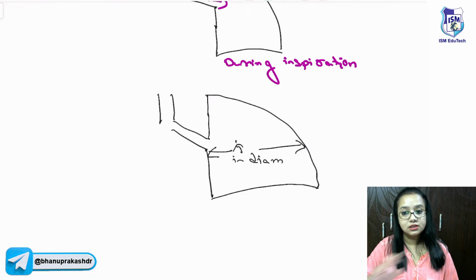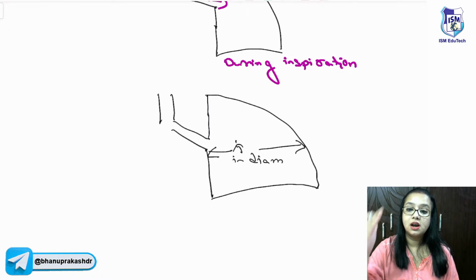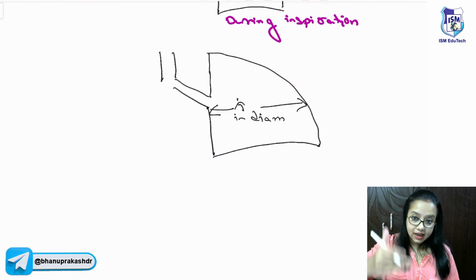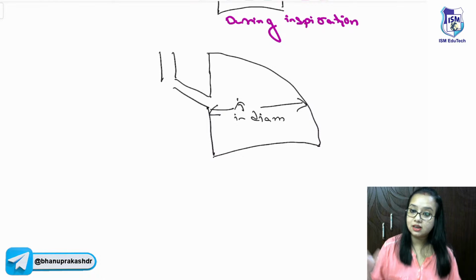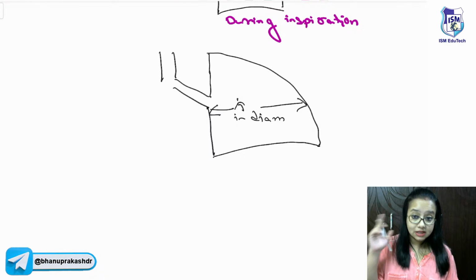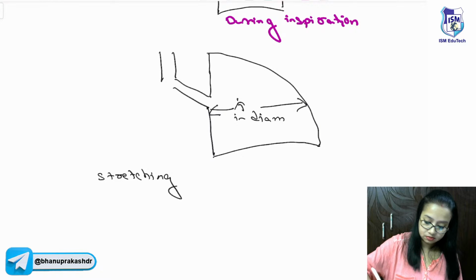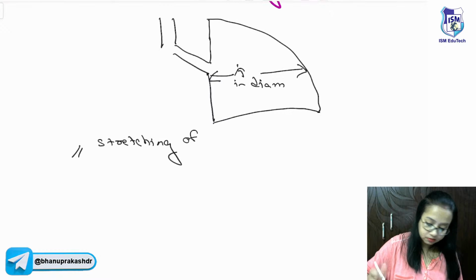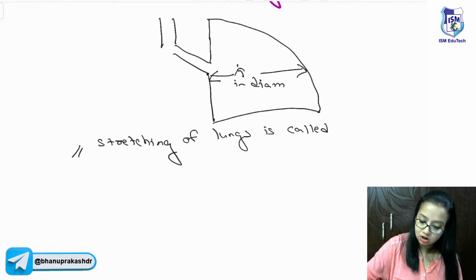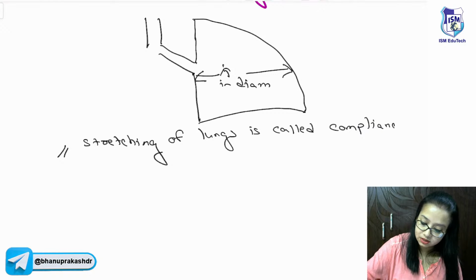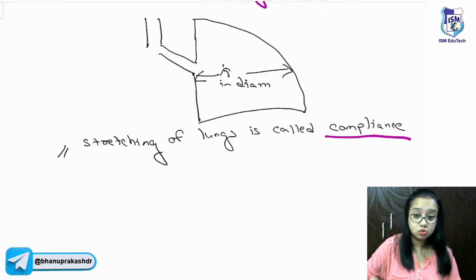The reasons, the theory, the principle, how the muscles are acting, all that we know. But ultimately what is happening? When the air is coming, the pressure from the air is within the lungs. The lungs are inflating. They are stretching. That stretching capacity of the lungs is called compliance. Okay, this is called compliance, only compliance.